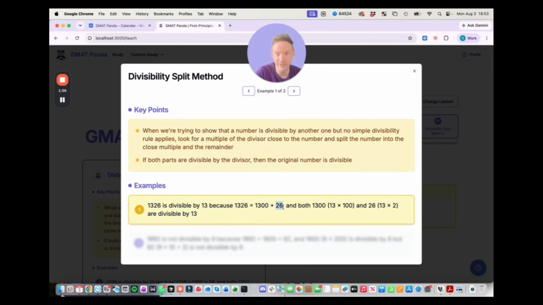26, we can check quite easily that it's divisible by 13. And 1300 is simply 13 times 100, so that will also be divisible by 13. So we know from the divisibility addition property that when we add those two together, that sum would also be divisible by 13. So in this case, 1326 will be divisible by 13.